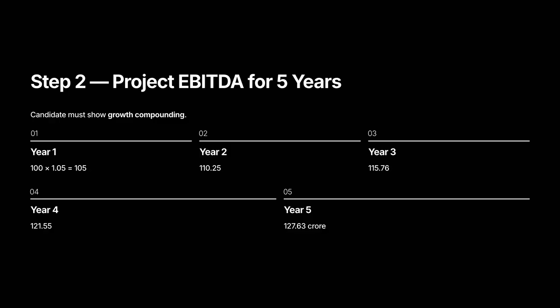Step 2. Project EBITDA for 5 years. EBITDA grows 5% each year. So, year 1 is 105. Year 2 climbs to roughly 110.25. Year 3 moves to 115.76. Year 4 becomes 121.55. Year 5 reaches 127.63 crore. This gentle compounding sets up your exit valuation.